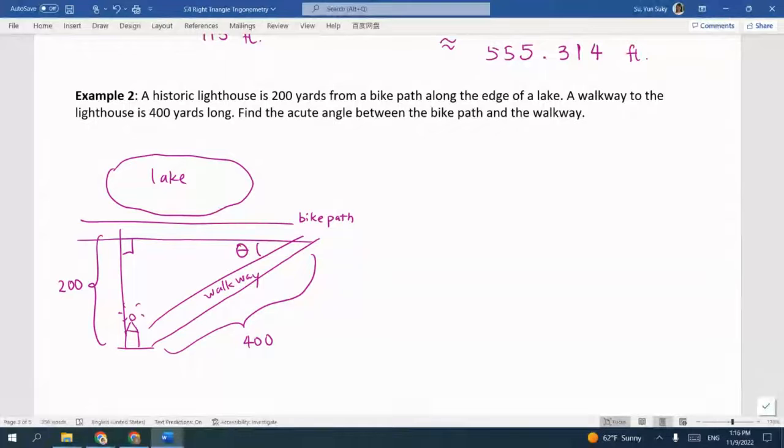This side is 200. Is it opposite, adjacent, or hypotenuse? Opposite. How about the walkway? Hypotenuse. Opposite and hypotenuse. What trig function? Sine. Are you familiar with sine? Sine is opposite over hypotenuse. Cosine, adjacent over hypotenuse. Tangent, opposite over adjacent. All of you familiar with that, right?